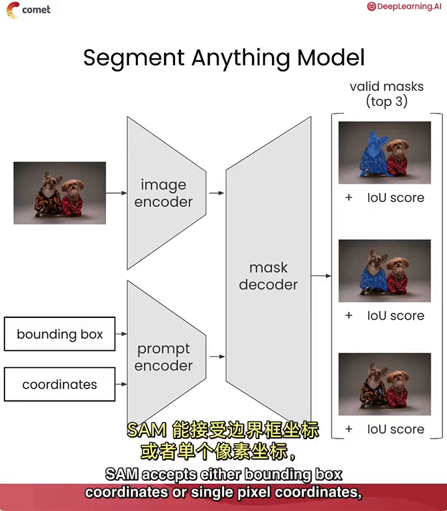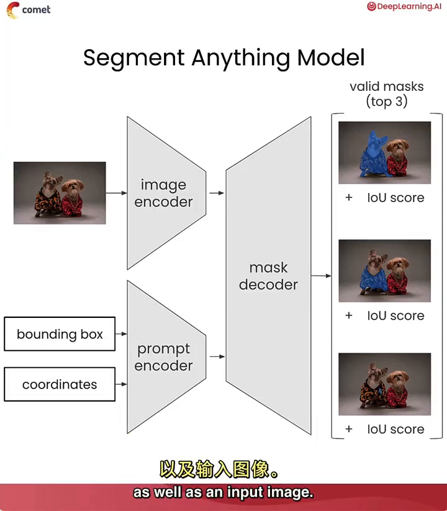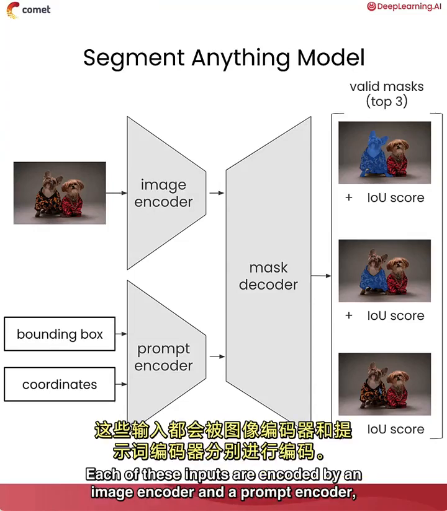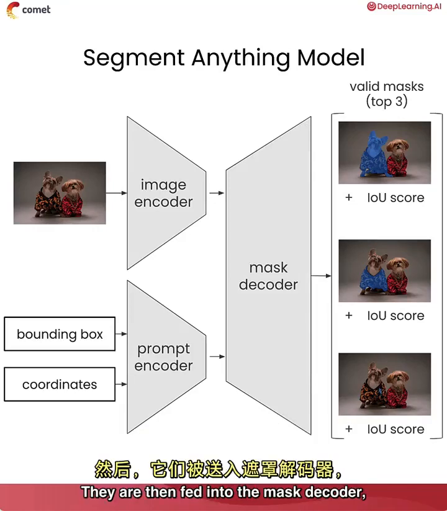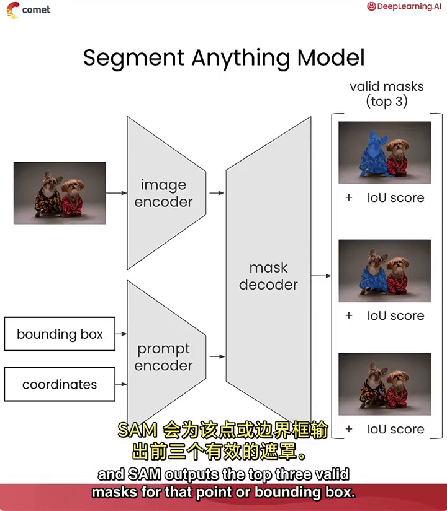As you can see in the image, SAM accepts either bounding box coordinates or single pixel coordinates, as well as an input image. Each of these inputs are encoded by an image encoder and a prompt encoder, respectively. They are then fed into the mask decoder, and SAM outputs the top 3 valid masks for that point or bounding box.